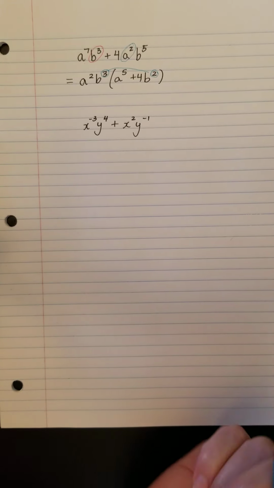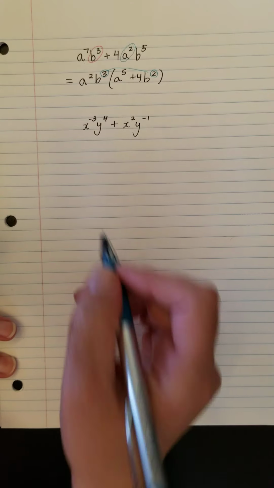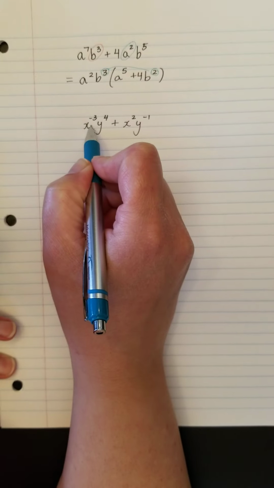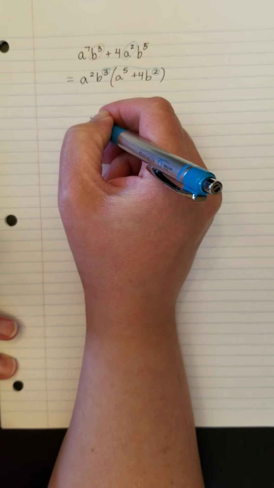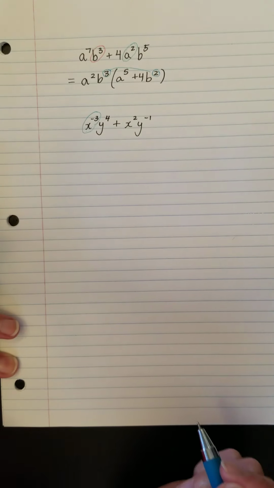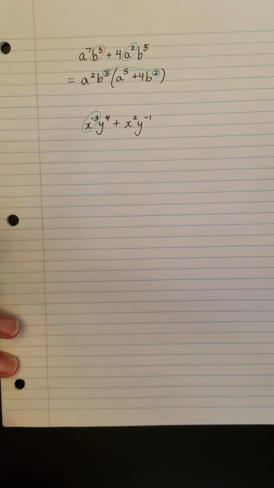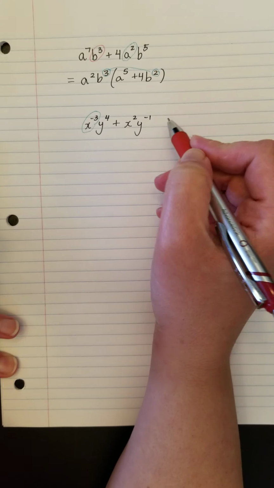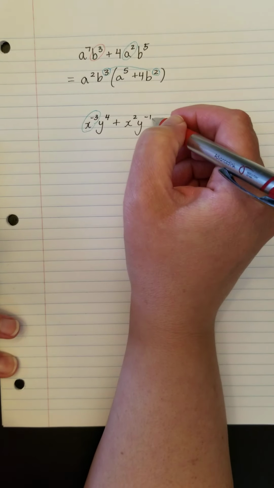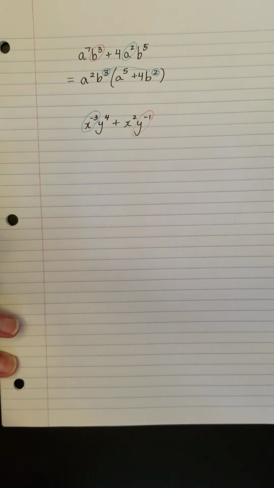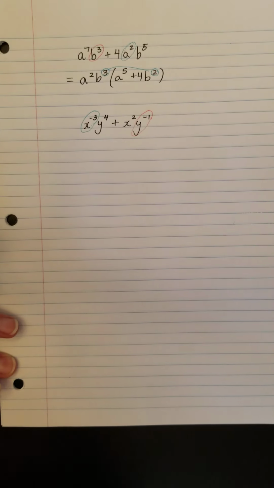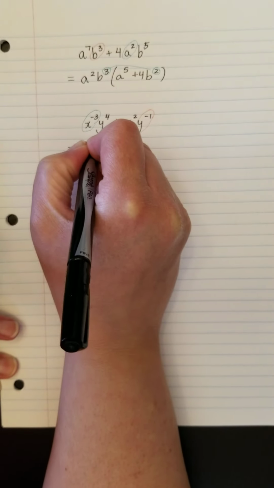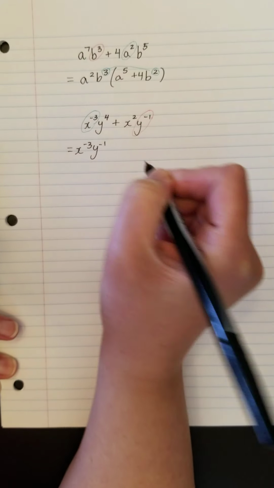So I'm going to look at the number of x's that I have in each term. If I have x to the negative 3 and x squared, that negative 3 is a smaller number than the x squared. So that's my smallest exponent of x. And then looking at the y's, we have y to the exponent 4 and y to the negative 1. We want to factor out the smallest exponent. And this works exactly the same as when the exponents are integers. So my common factor here would be x to the negative 3, y to the negative 1.